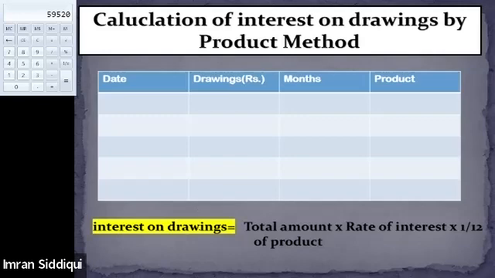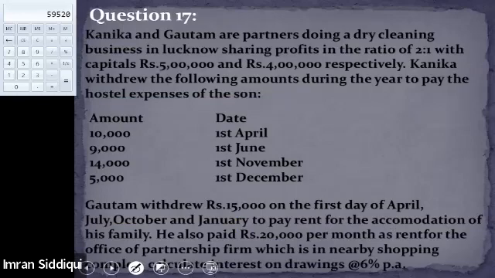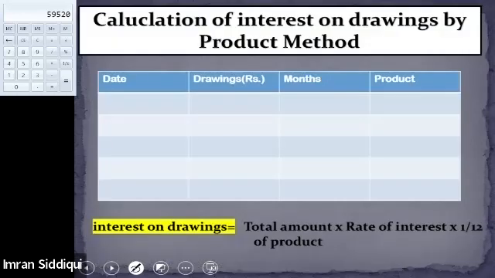And the formula that we apply here is total amount into rate of interest into 1 by 12. So we'll discuss this question based on this method. I just want you to quickly note this down. Put the heading in your notebook: Product method of calculation of interest on drawing, and prepare this format, and then we'll start with the question. Is it clear? Yes, sir.